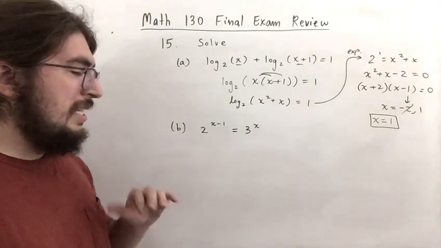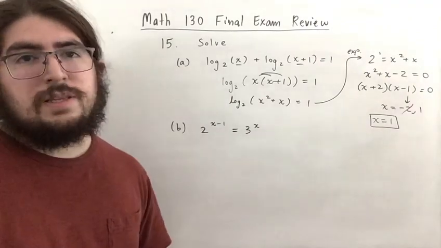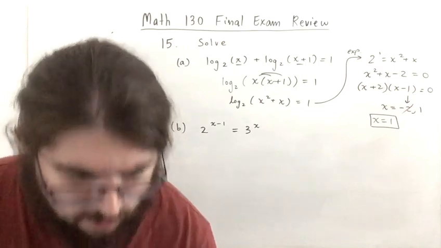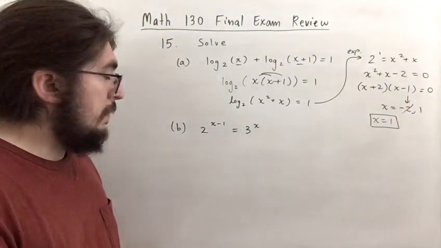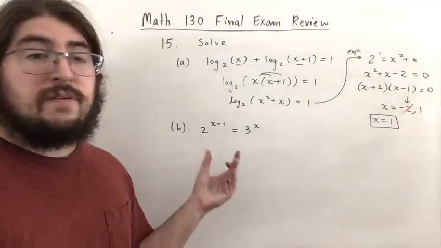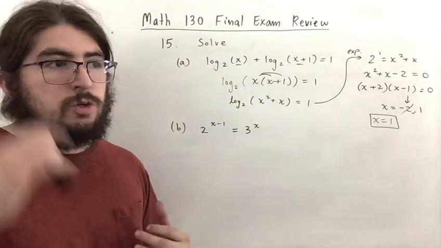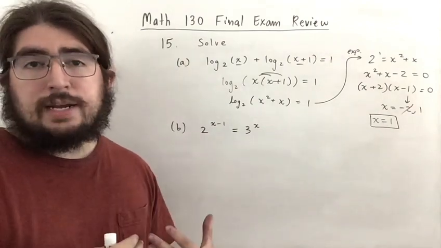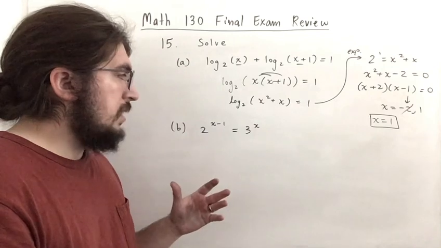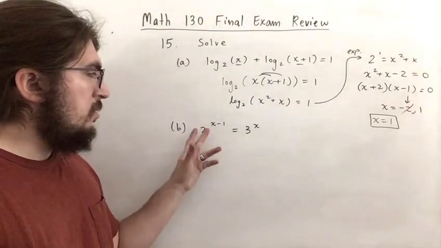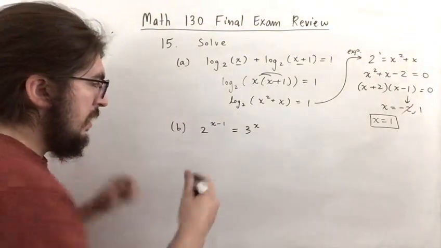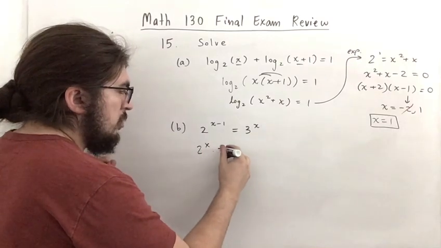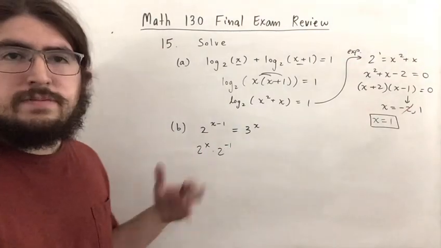Now, for this one, there are a few ways of doing this, but the best way, I think, what we've seen actually in the previous review, I believe, is to move everything over to try to write a single power of x on one side. So in fact, we can do that by splitting this up kind of as 2 to the x times 2 to the negative 1, which really means over 2.